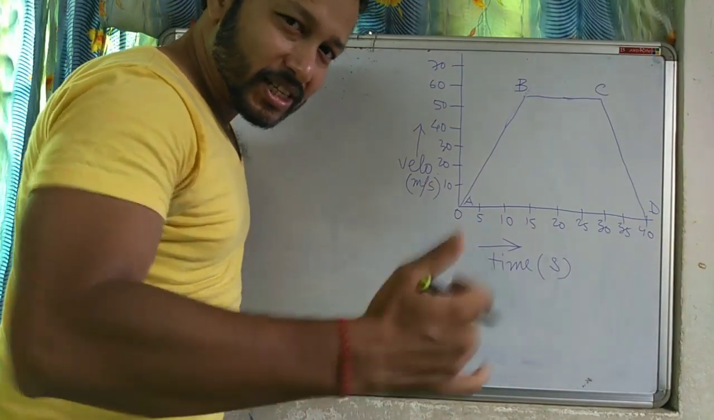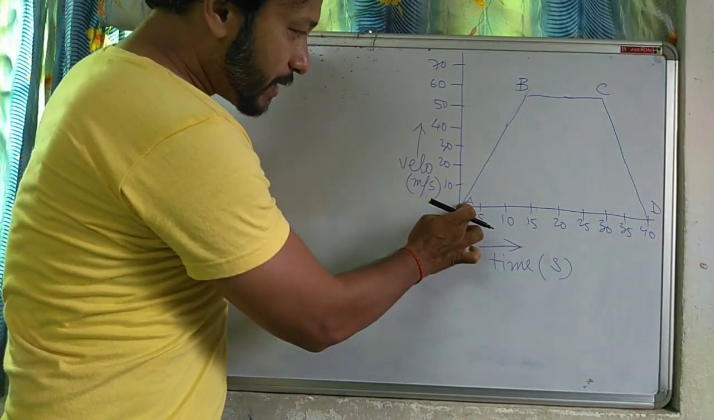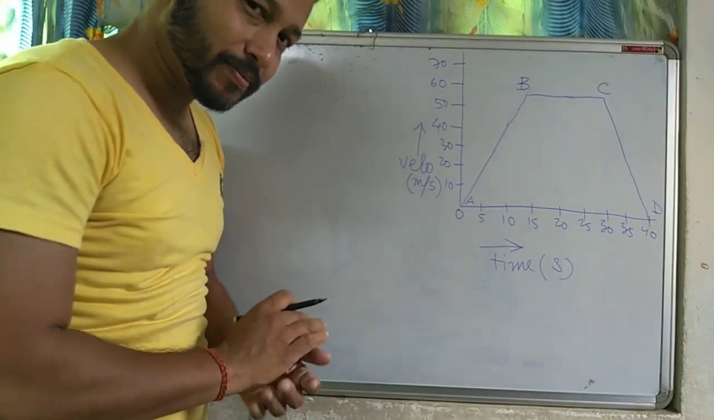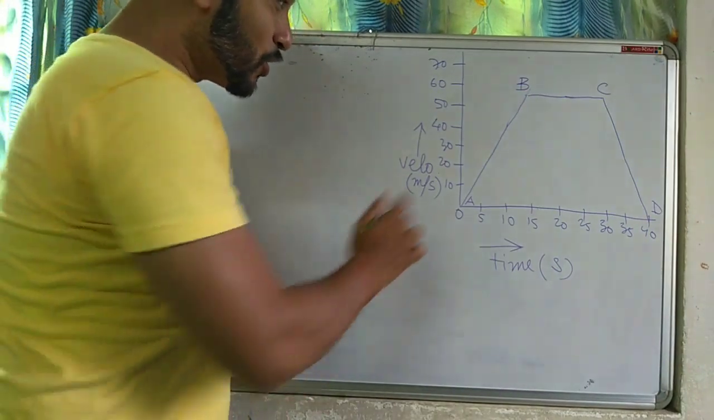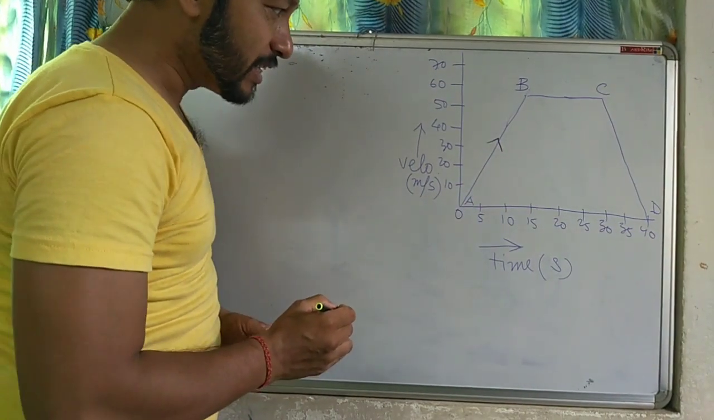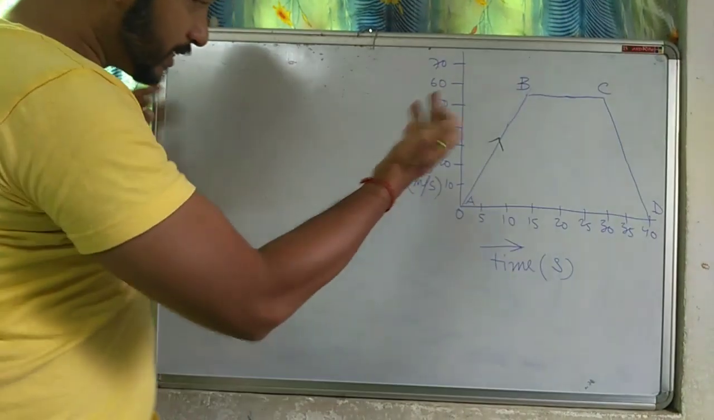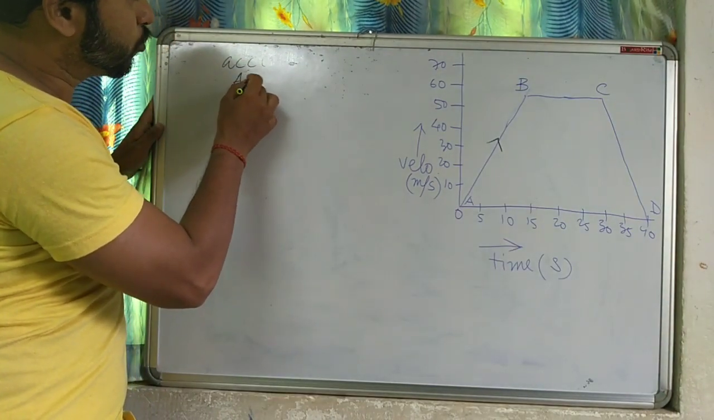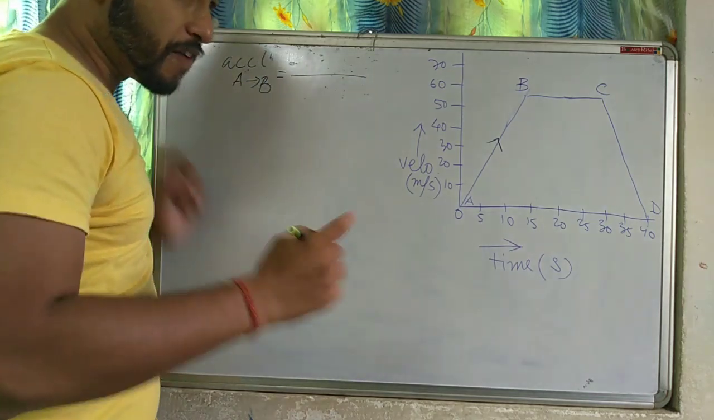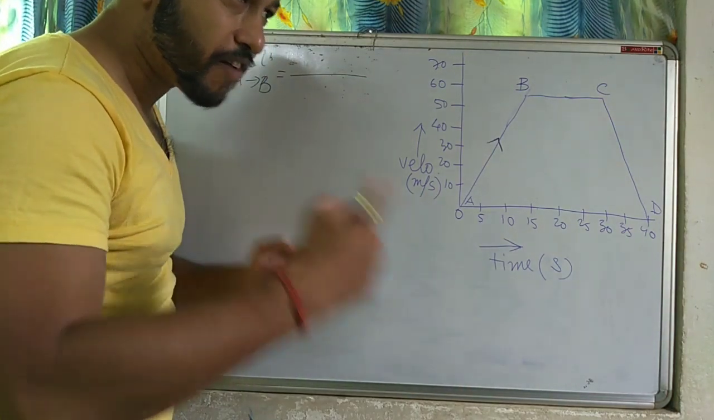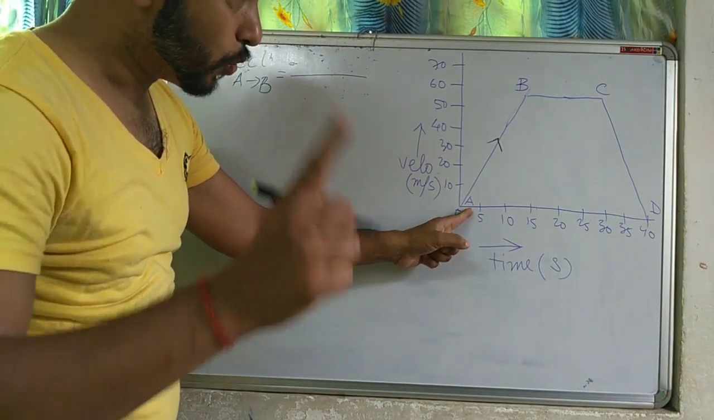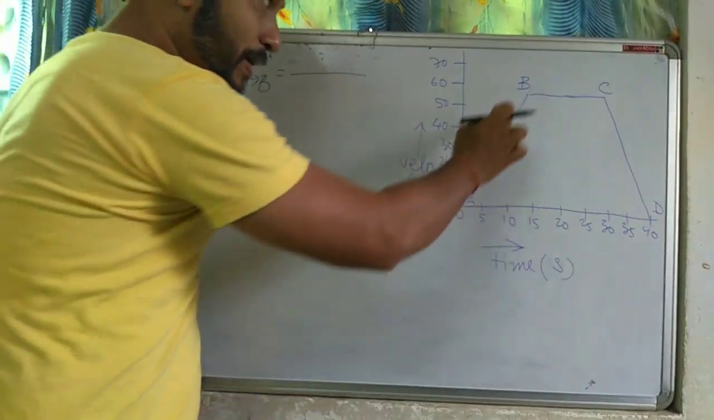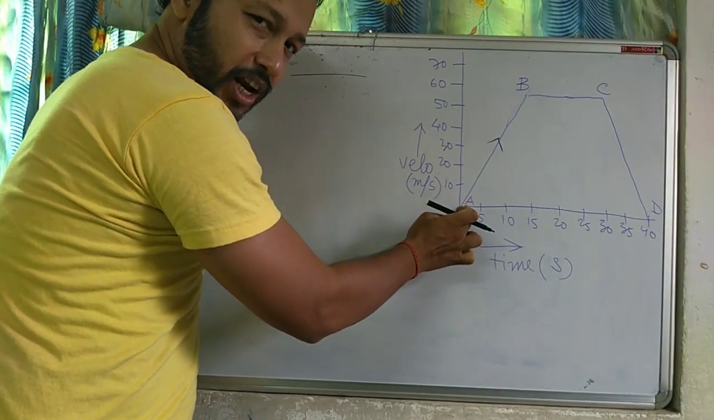First of all, as we discussed in the previous numerical, from A to B, is the velocity increasing or decreasing? Velocity is increasing. So, can we find the acceleration from A to B? Yes, same formula. Acceleration A to B is final velocity minus initial velocity. Which is the final? No, this is the final because the object is going from A to B. So B is my final, A is my initial.